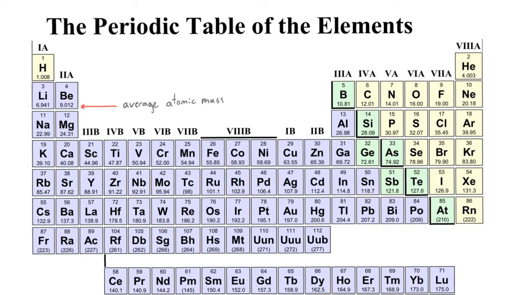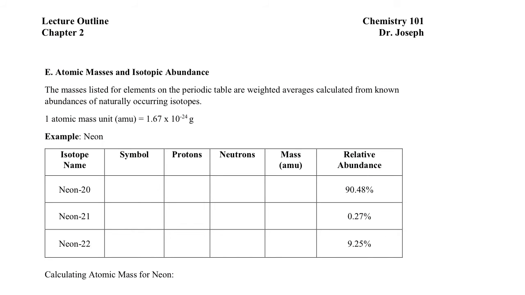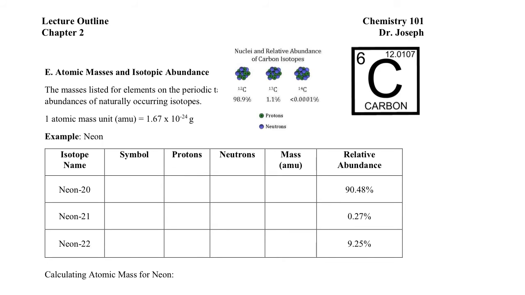Now that's an interesting problem. Why are we seeing masses that are not whole numbers if subatomic particles like protons and neutrons are indivisible? Well, to answer that question, I have to explain to you what the average atomic mass is and how it's derived. It turns out that the masses listed for elements on the periodic table are averages. They're averages that are calculated from the known abundances of naturally occurring isotopes.